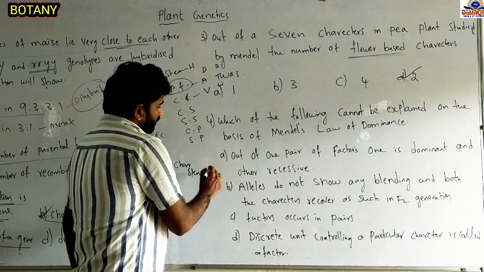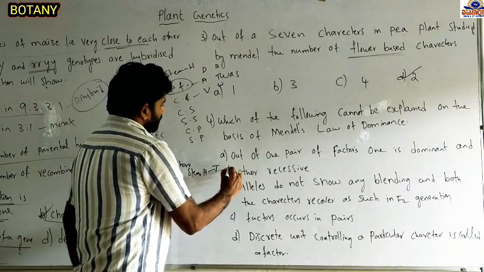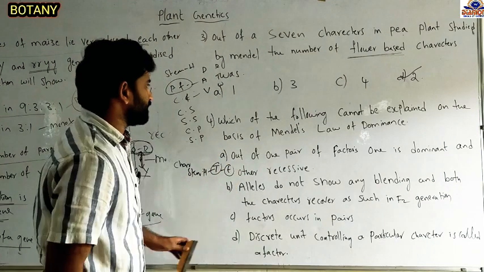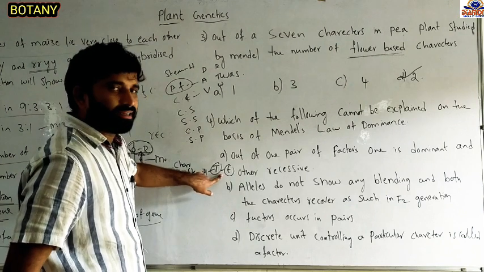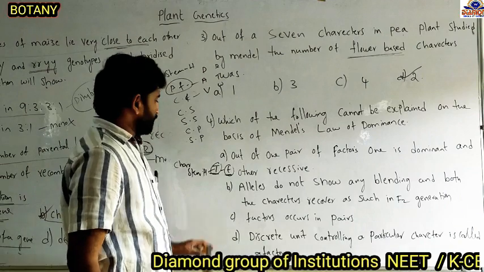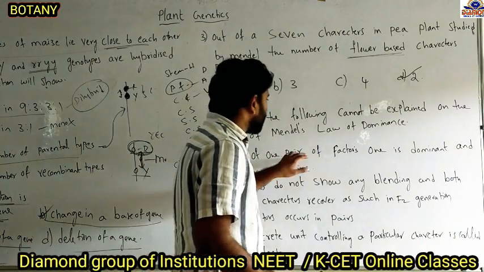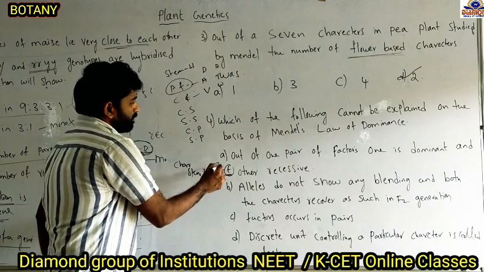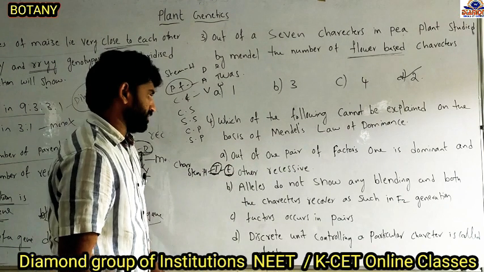The stem height of the plant we are going to take: one is dominant, it's tall, and the other one is recessive, it's a dwarf. So these are the two factors. Two alleles will be found present in one pair of characters. One allele is tallness and the other is dwarfness. So out of one pair of factors, one is dominant and the other is recessive. Yes, this is a pair of factors. One is dominant tallness and the other is dwarfness. It shows Mendel's law of dominance.